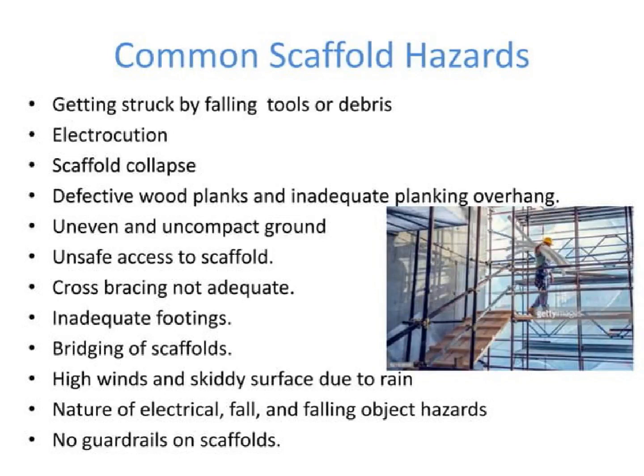Scaffolds can be a vital part of many construction projects, but they can also be a frequent source of hazards. Potential risks can range from getting hit by falling tools or debris, electrocution, collapse, or weakness in wooden boards and inadequate board overlap, to uneven ground, unsafe access to the scaffold, inadequate joinery, insufficient foundations, bridging of scaffolds, high winds and slippery surfaces due to rain. Electrical, fall and falling object hazards, as well as a lack of guardrails on scaffolds, must also be taken into account. It is essential to use proper safety equipment, training, and procedures to decrease the chance of these hazards and protect workers.